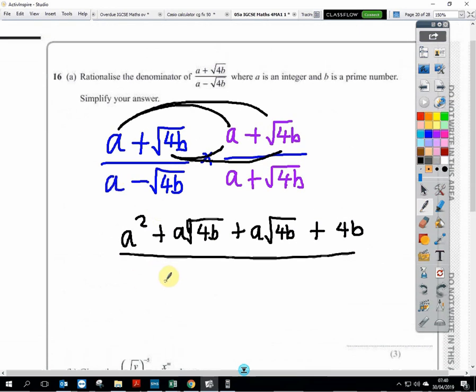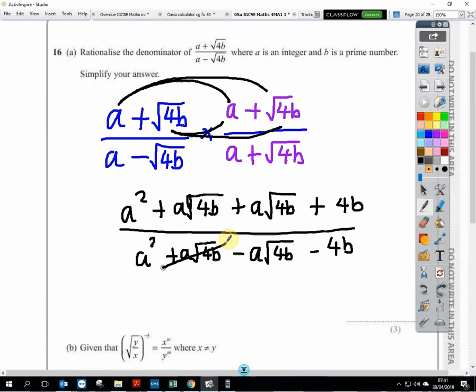So we have a times a is a squared. We have a times root 4b, which is a root 4b. And then you have minus, we have a times minus root 4b, which makes minus a root 4b. And plus and a minus make a minus. When you multiply a surd by itself, you just get what's inside it, so you get minus 4b. These two are the same, so they cancel.